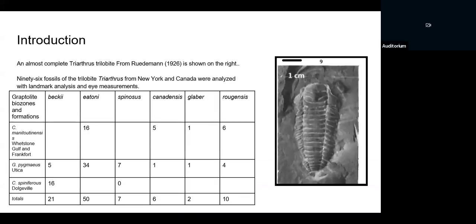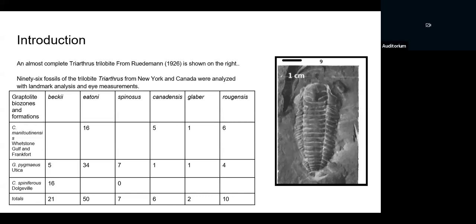What I did was put together some data. I'm still collecting it, and I'm really picky. I only selected so far about 96 images of these trilobites, although there are hundreds out there. The reason will be immediately apparent. So this lists the geologic age by biozones. These are graptolite biozones, from bottom to top here, oldest to youngest, superposition order. The species are listed here. This shows the amount that I had for each of these. And this shows a complete Triarthris eatoni from Ruedemann's work in 1926.